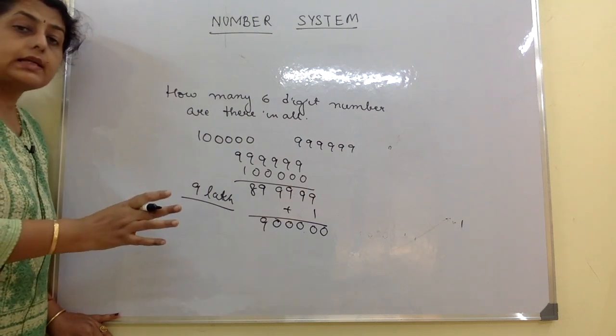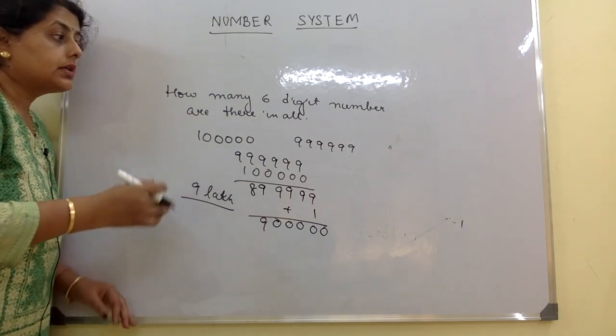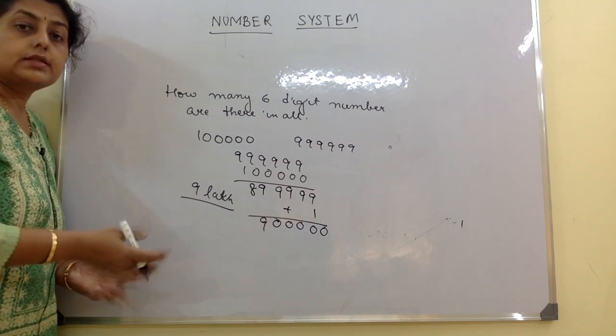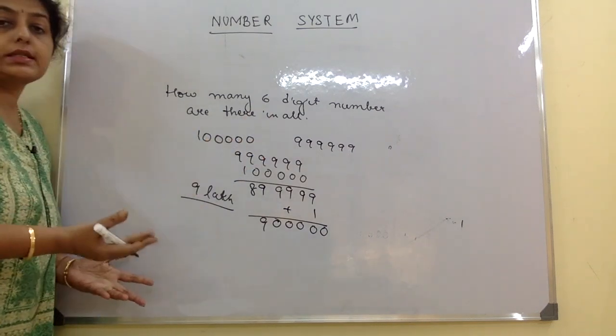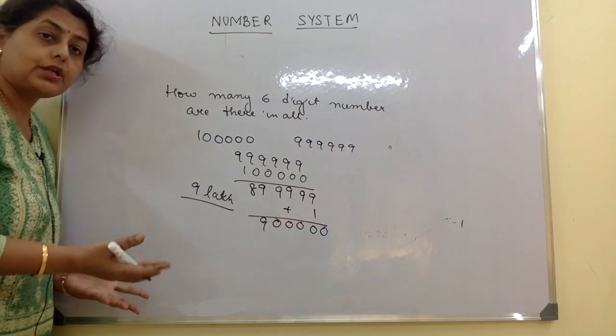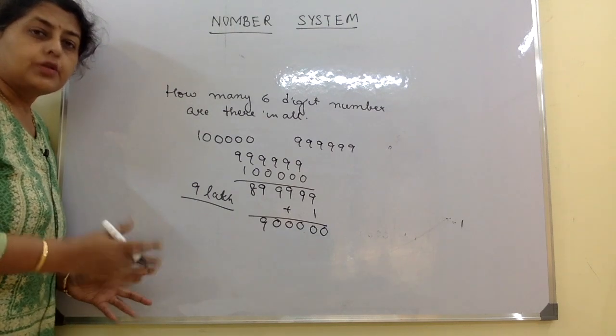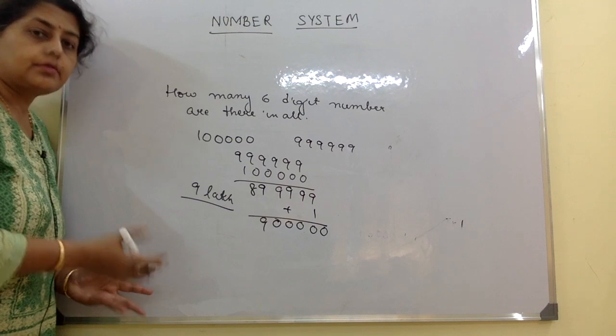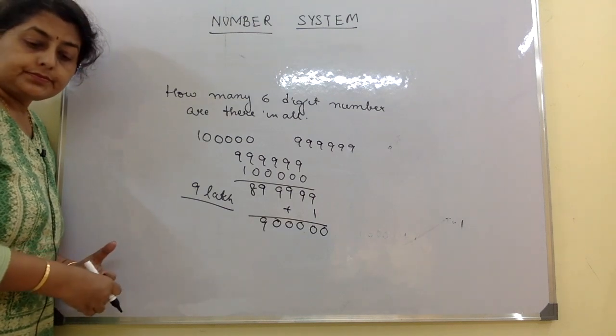There are 9 lakh 6-digit numbers, between this and this, all the 6-digit numbers we have counted. We can't be counting them, right? We can never count them, so we will have to take it with calculations.